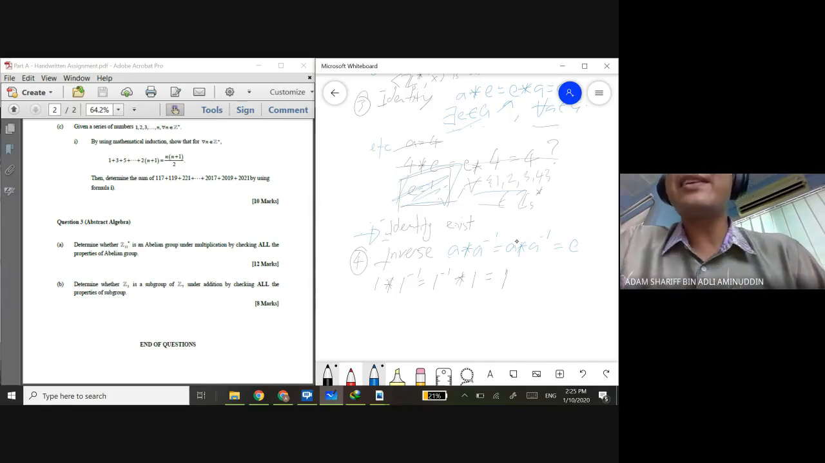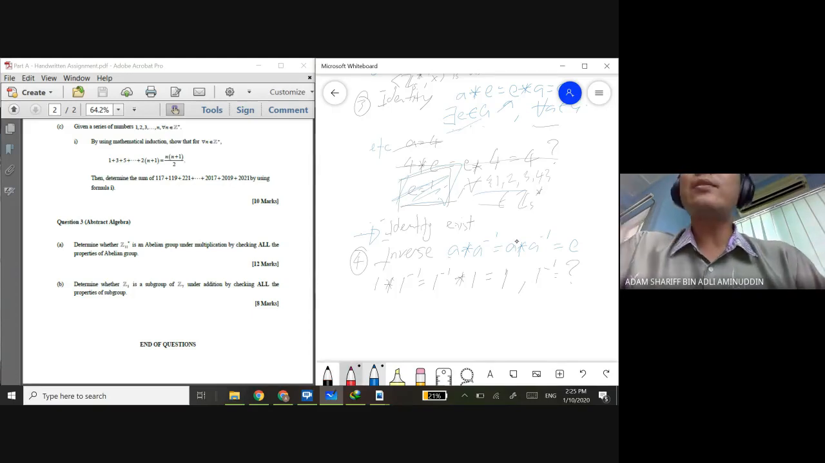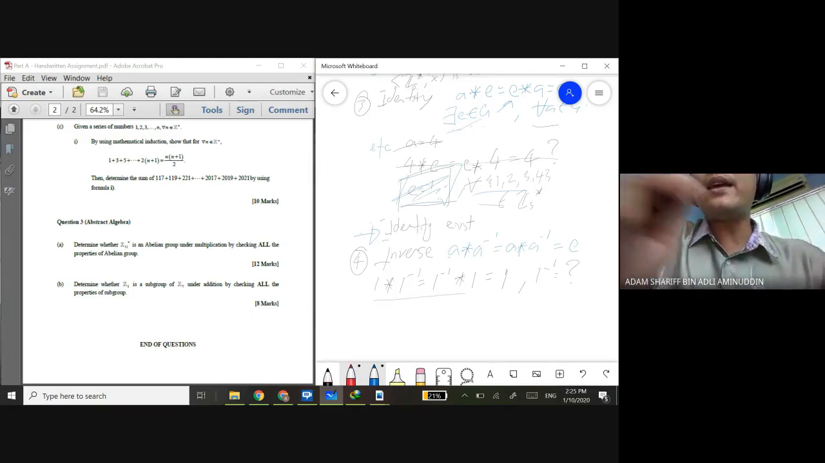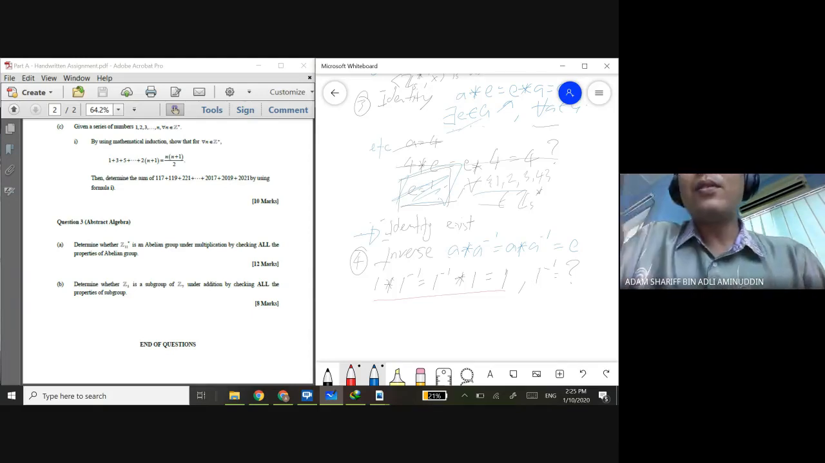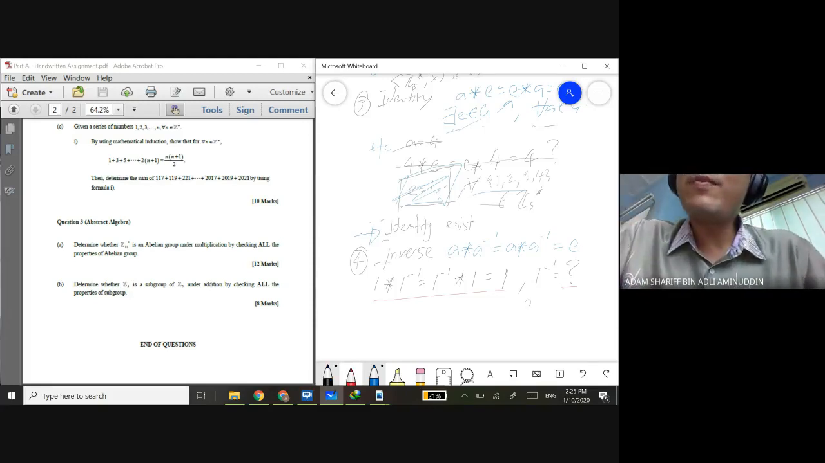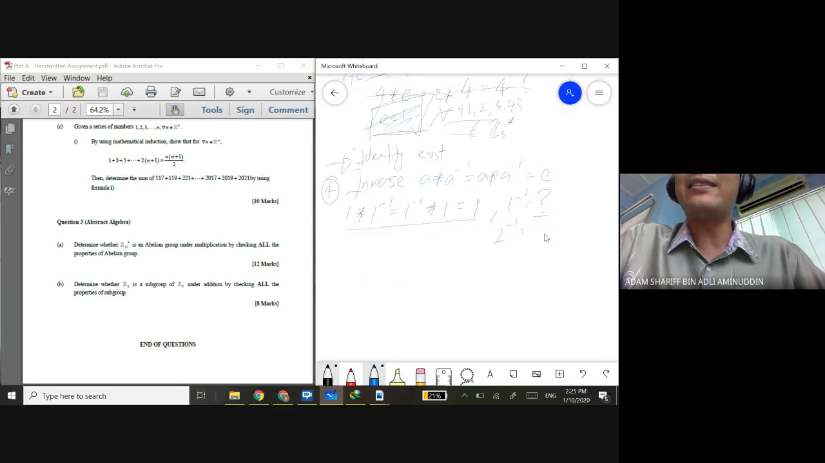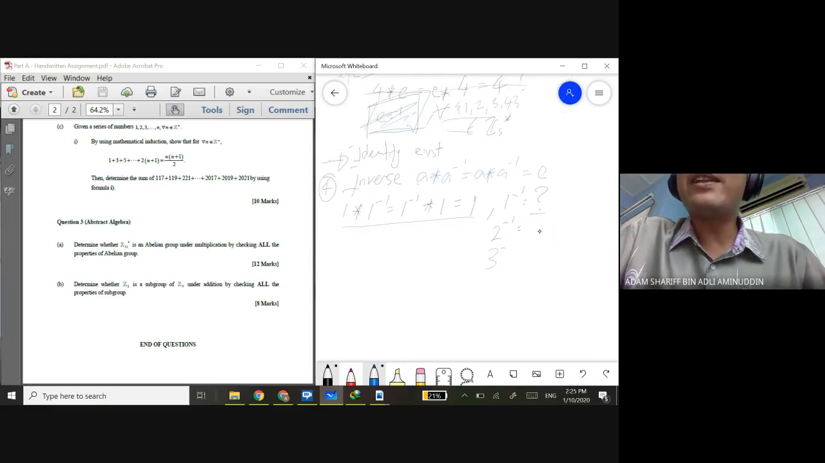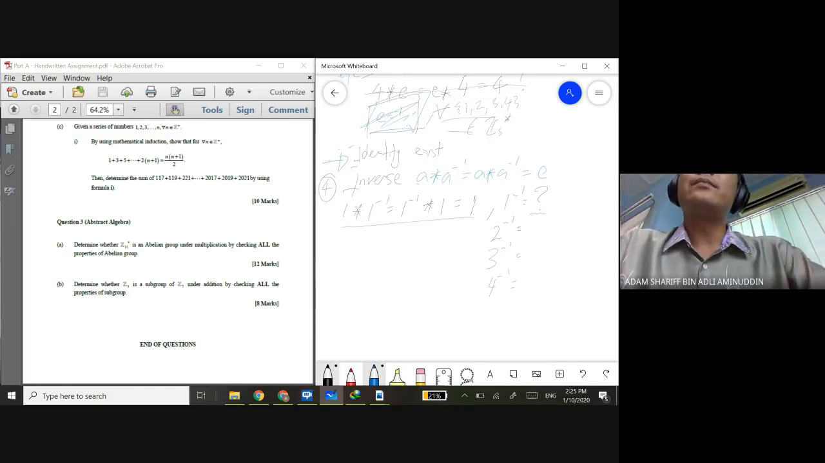Okay, the question is, what is 1 inverse? Ada setengah student dia jawab ni je. They only answer this part. No marks here because you don't mention to me what is 1 inverse. And also, you must also mention to me what is 2 inverse. Inverse of 2, bukan English saja. What is the inverse of 3? What is the inverse of 4?